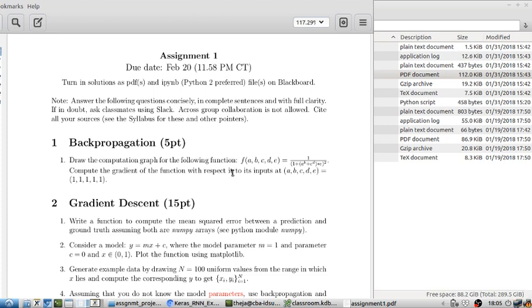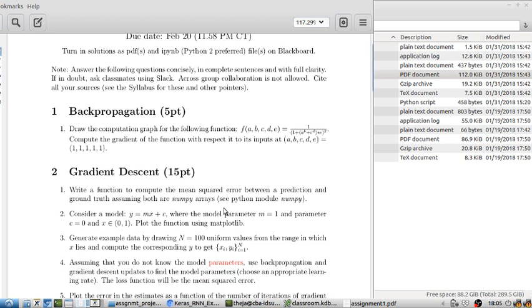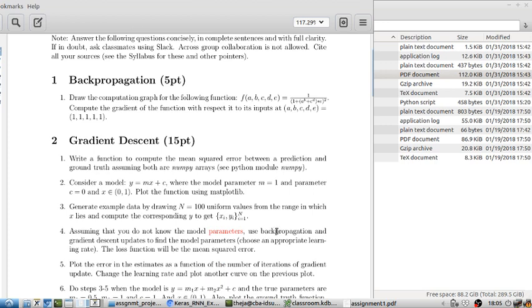The second question, I said use backpropagation here, assuming you don't know the model parameters. Basically, you just need to do gradient descent, for which you need to know the gradient of the loss function here, the mean squared error, right? So you know what the gradient is, just a 2-dimensional vector.